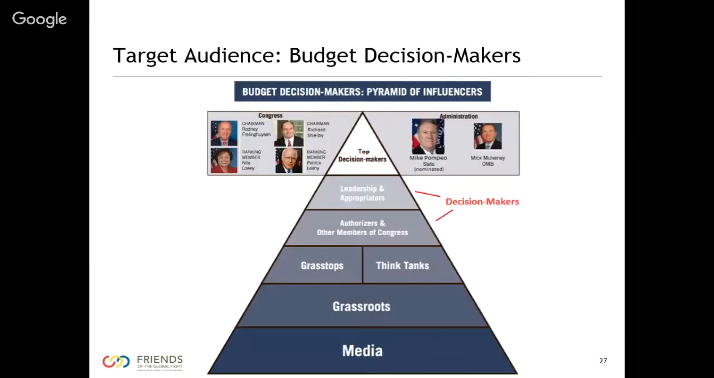So, target audience. This is largely our target audience, the budget decision makers. We are looking to reach the leaders of the appropriations committees in Congress, Chairman Frelinghuysen and Ranking Chair Lowy in the House, and Chairman Cochran and Ranking Chairman Leahy. We are also looking to leadership and members on the State, Foreign Operations, and Related Programs Subcommittee on the House and Senate Appropriations Committees. We will delve deeper into who they are during next week's in-person training.